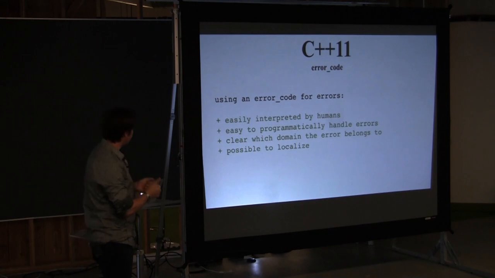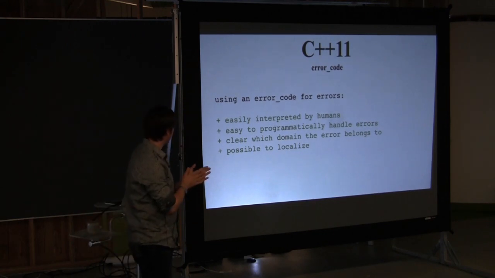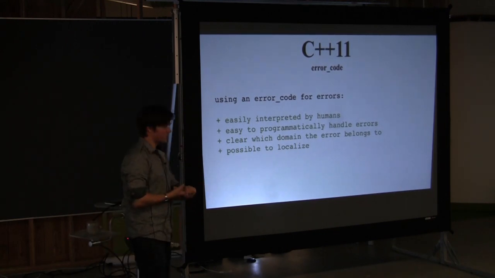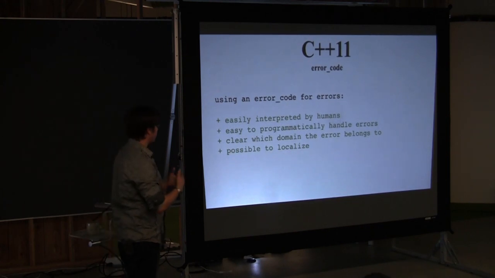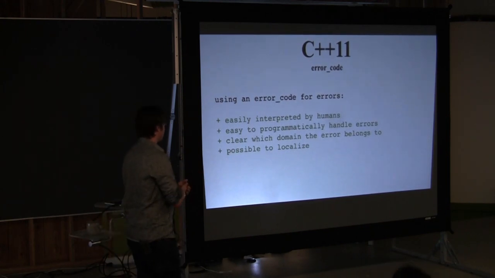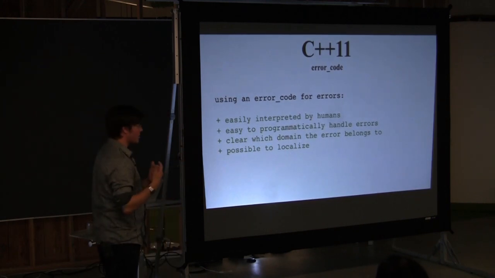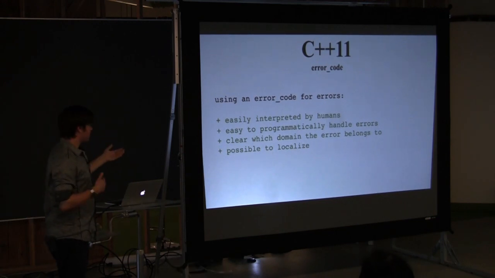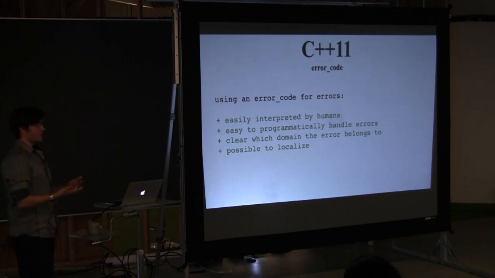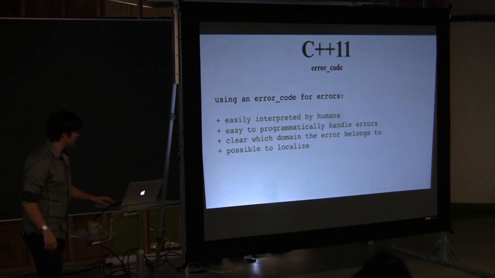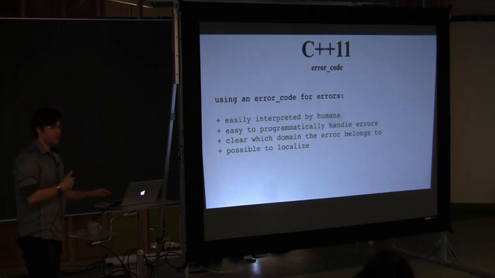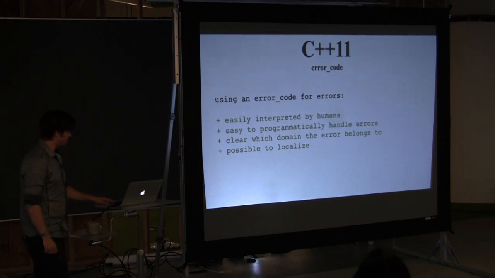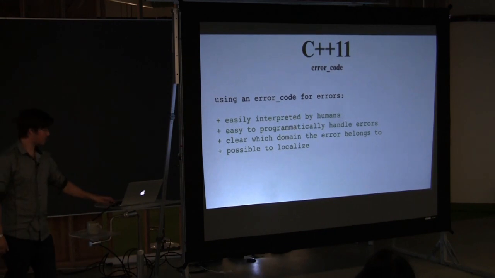And I would say that there's a sort of +1 on each of these. It's easily interpreted by humans because it comes with the category object that will translate it to human readable errors. Easy to handle programmatically because you still have the error code that you can check for and test against. It's very clear which domain the error belongs to because you can ask for the domain or the category. You can even ask for the name of the category. And it's also possible to localize, although it's kind of complicated because you still need to actually do the work of localizing. But at least it's possible. You just need to know all the error codes that you can get.